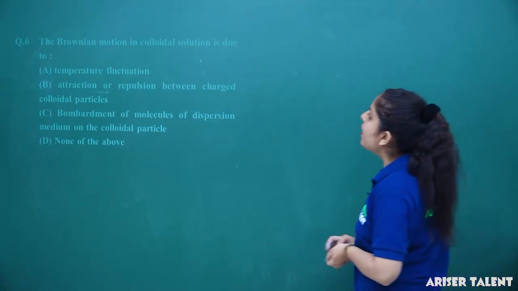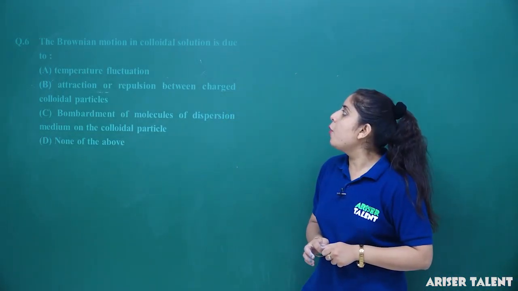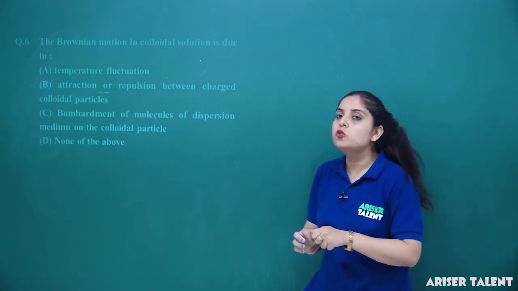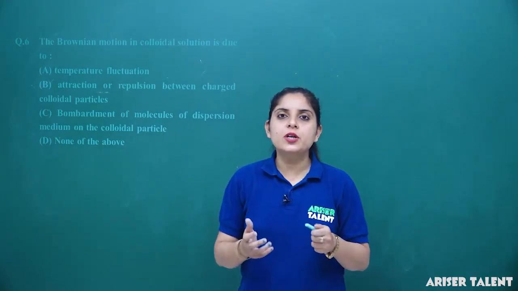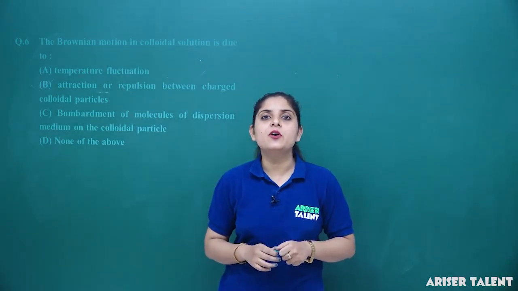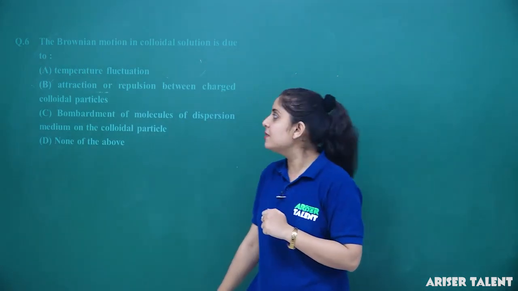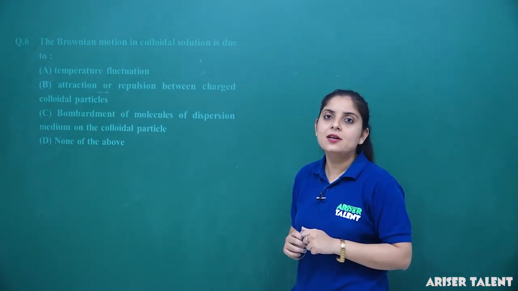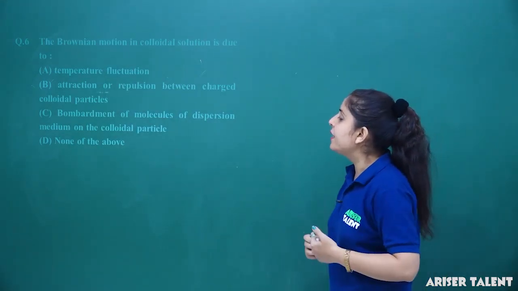After question number 5, the next question, that is question number 6, is: the Brownian motion in the colloidal solution is due to. So Brownian movement is actually the movement in which the colloidal particles move in a zigzag manner. We have discussed this in our first chapter, that is Matter in Our Surroundings. So this is a question that is asked in our second chapter.